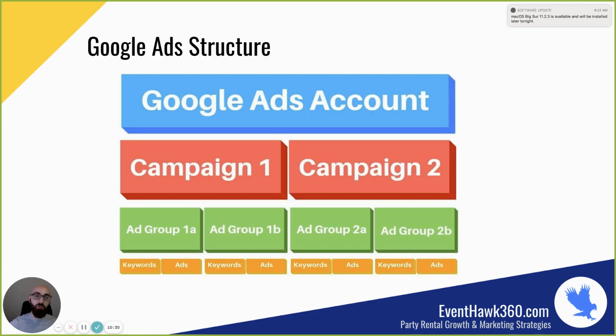So let's talk about the structure of Google Ads, getting right into it. Within your Google Ads account, you have campaigns. Within each campaign, you have groups of ads called ad groups. And within each group of ads, you have keywords that trigger ads. So when somebody types in this keyword, it triggers this ad, which is located in this ad group, which is located in this campaign. All right, I know I lost all of you guys right now.